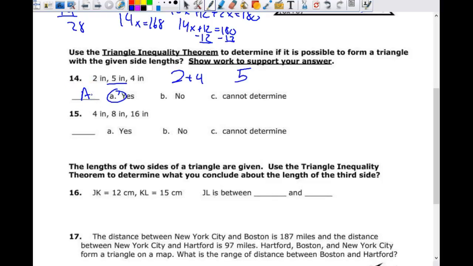Where's the biggest number in this one? 16. What's left over? 4 plus 8. Is 4 plus 8 bigger than 16? No. So is this a triangle? No, it's not. See how easy those are? You don't actually have to do all three of those. You only have to look at the biggest number.